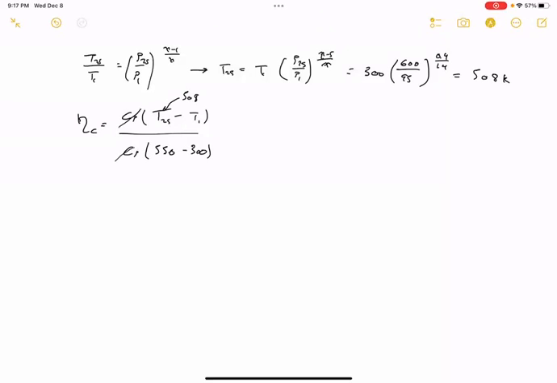So if we cross out the Cp terms, we get 508 minus 300 over 550 minus 300, and this will give us a value of 0.832. So we are 0.832 or 83.2% of the way to being isentropic.